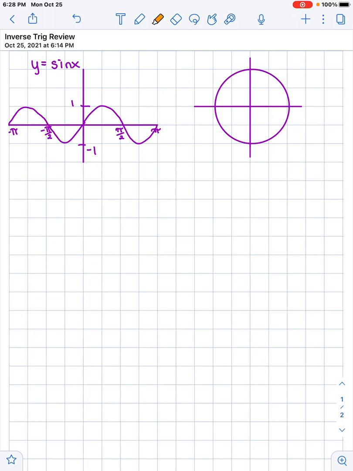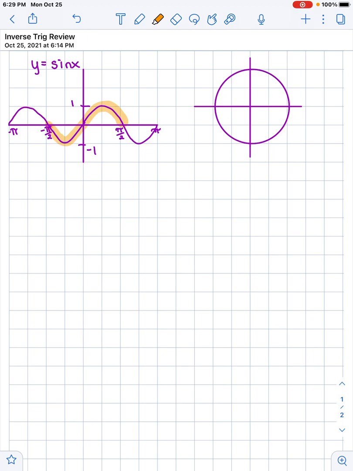So for example, sine of x, in order to get one complete cycle, mathematicians restrict the domain of the sine graph between negative pi over 2 and positive pi over 2. And then we use that information to graph or discuss its inverse. We'll talk more about the inverse in just a moment.